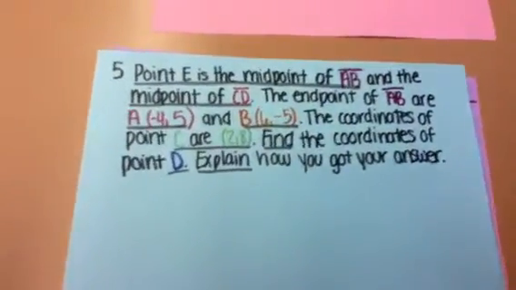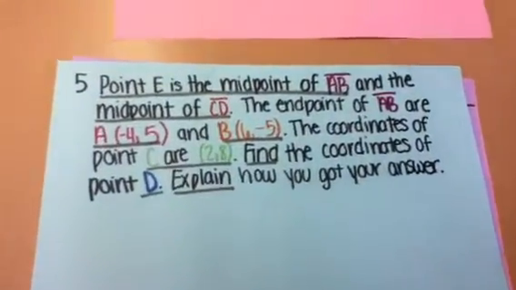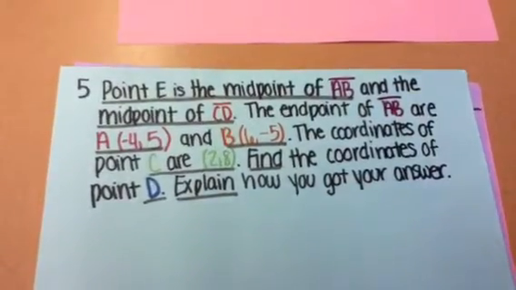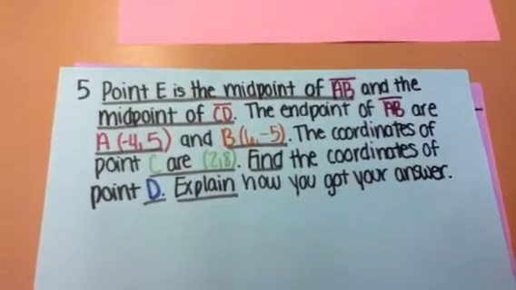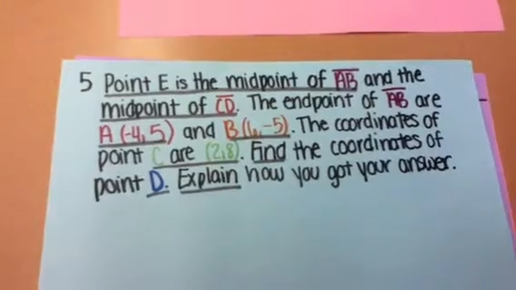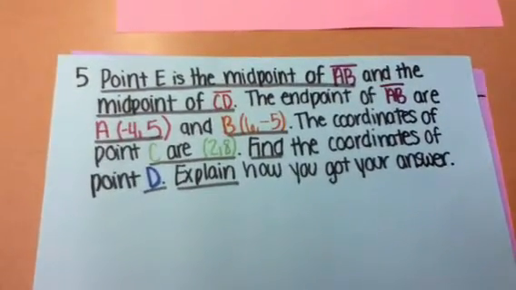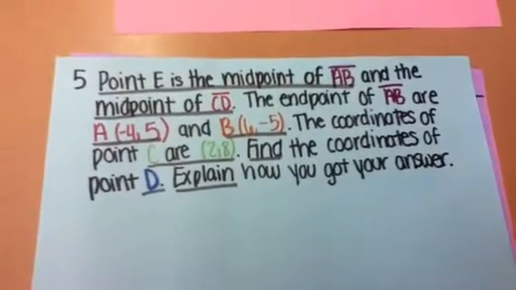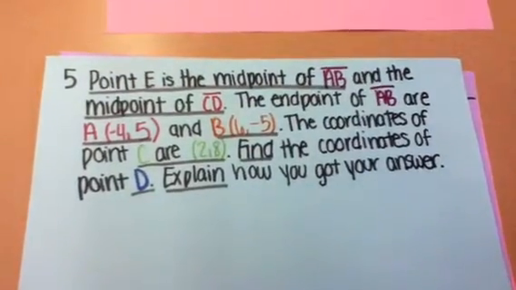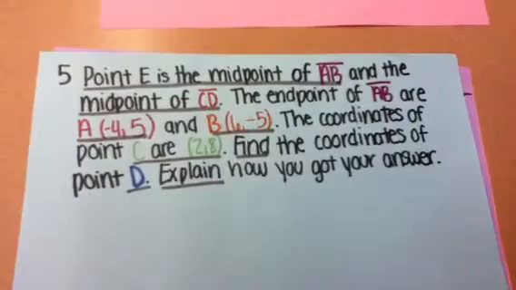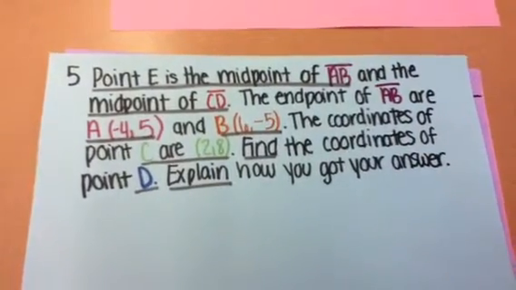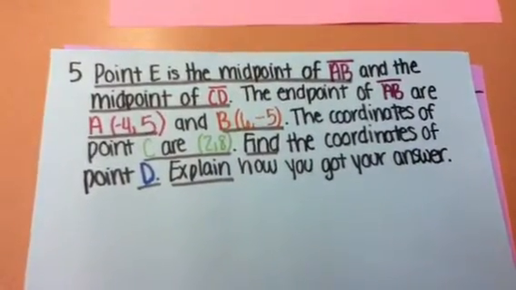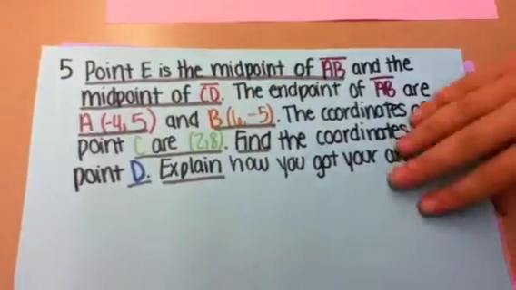Number 5. Point E is the midpoint of segment AB and the midpoint of segment CD. The endpoints of segment AB are A, x equals -4, y equals 5, and B, x equals 6, y equals -5. The coordinates of point C are x equals 2 and y equals 8. Find the coordinates of point D. Explain how you got your answer.